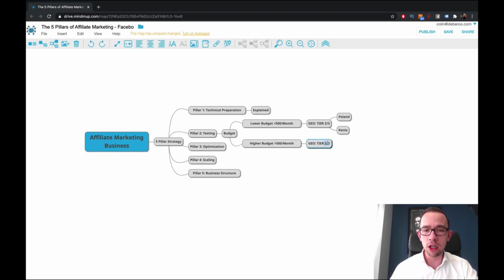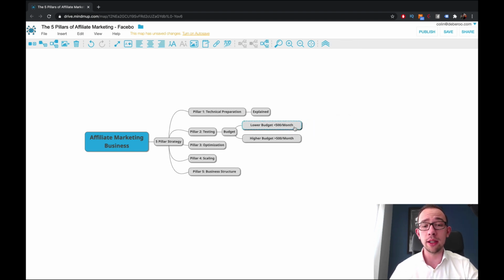A tier 1 geo, which therefore requires a higher budget, is, for example, the United States of America, the United Kingdom, Netherlands, Sweden, Australia, New Zealand, Canada, and the list goes on. You can Google this if you want to know the exact countries. These are examples which are very relevant to what to do. So this is all solely related to budget. If you have a higher budget, you can also target these geos, so you need to be aware of it, so you don't forget.